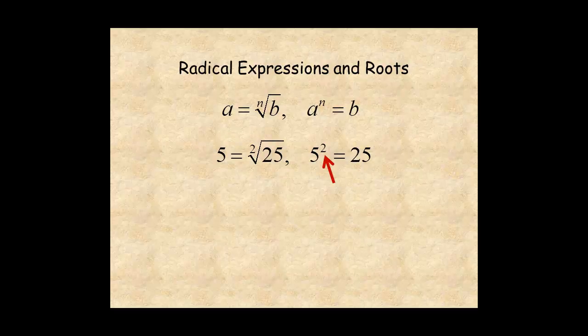For a radical expression, this is the radical sign. The expression under the radical sign is the radicand, and this small number is the index. The index gives the degree of the root.